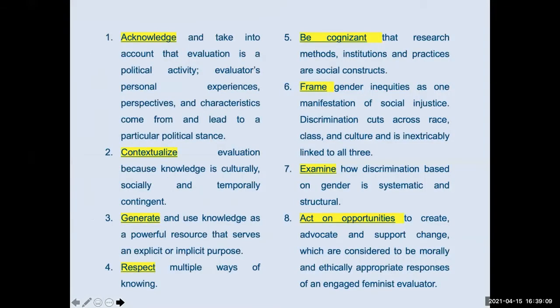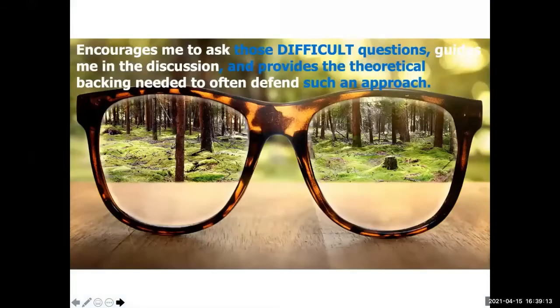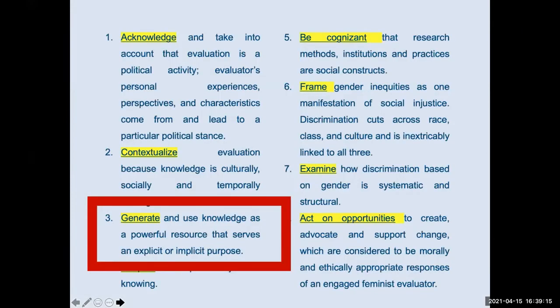Again, the slide is up in front of you so you don't forget. And here I'll be focusing on number 3. Whoops, sorry, that was a little too quick. I'll be focusing again on number 3.